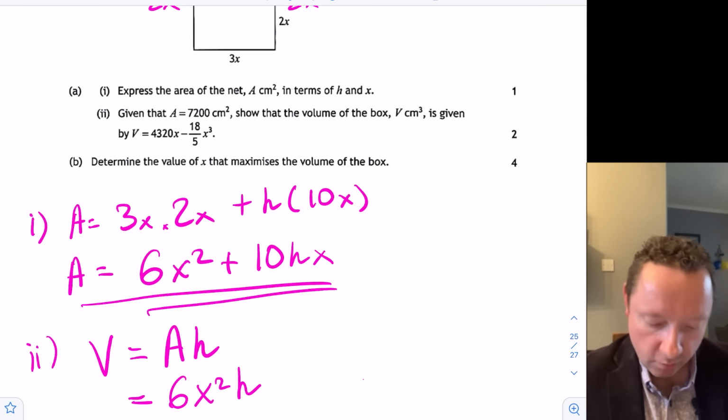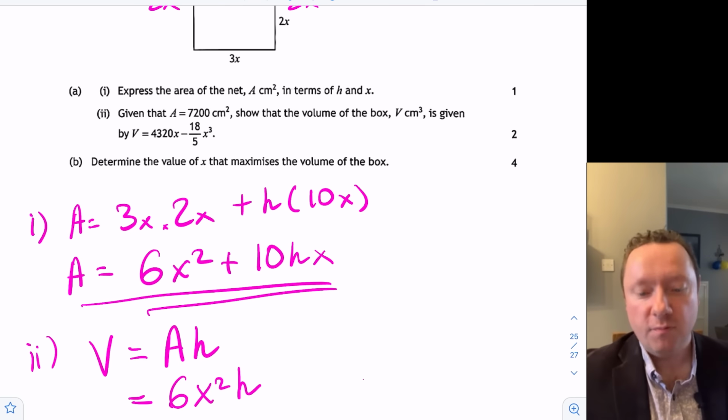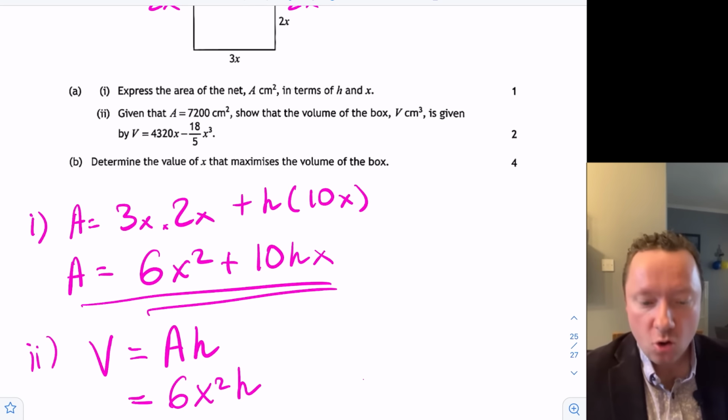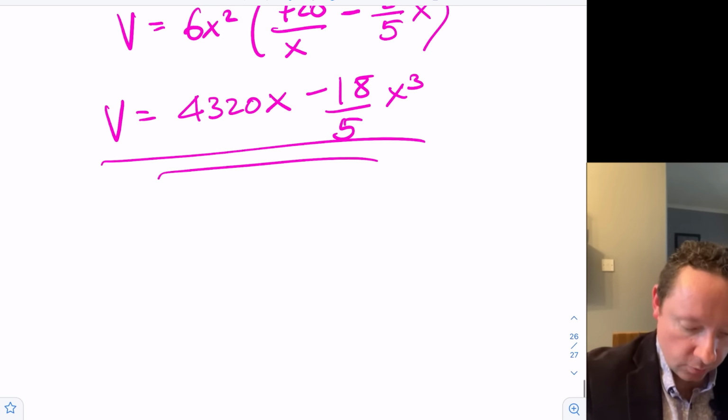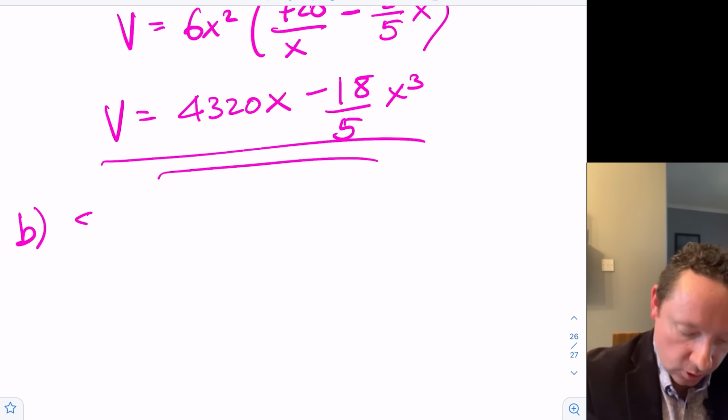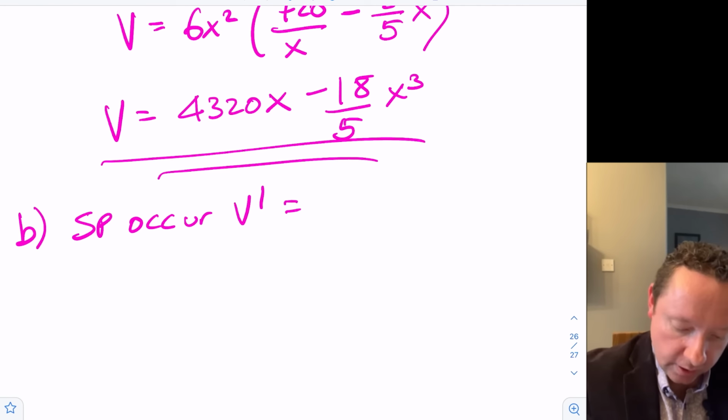Part B, determine the value of x which maximizes the volume of the box. So it's maximize, optimize. Let's go. For part B, to maximize the box, we need to examine the stationary points. Stationary points occur when the derivative equals 0.